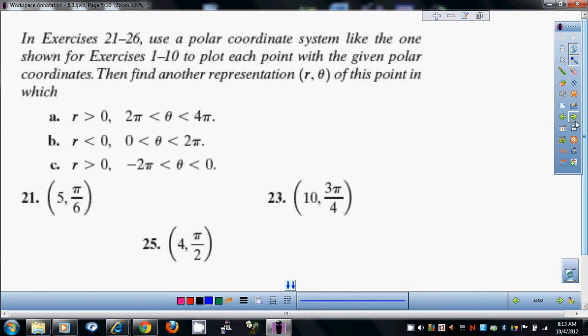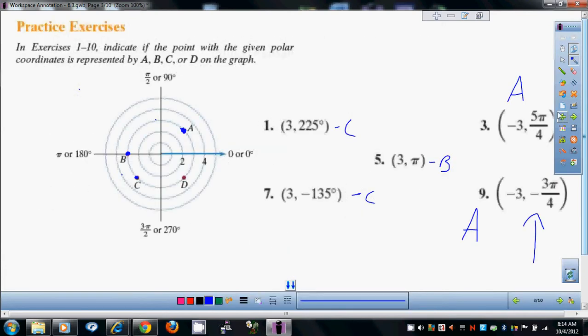Alright, use a polar coordinate system like the one shown to plot each point with the given polar coordinates. Then find another representation of this point. That just means, if you remember back from our first slide, there were multiple answers. Like 1 and 7 were C, 3 and 9 were A. What caused those to be the same? Well, they were coterminal angles. That's probably the easiest way to come up with a duplicate point, is just find a coterminal angle at that point.